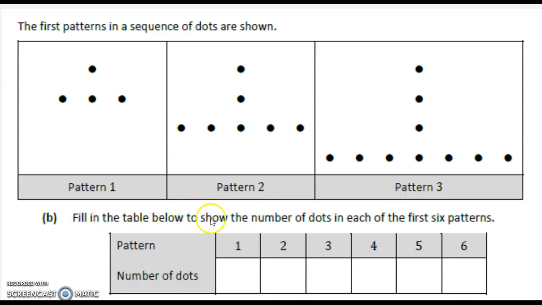Then we want to fill in the table below to show the number of dots in each of the first 6 patterns. To do that, we can see that we've got 4 in the first pattern. If we count them up, we've got 7 dots in the second pattern. We've got 10 dots in the third pattern. And if you counted them up in the last pattern, you would have 13. But we can see we're adding 3 on every time here now. And so 16 and 19 is the logical deduction of what the number of dots contained in the next patterns are going to be.